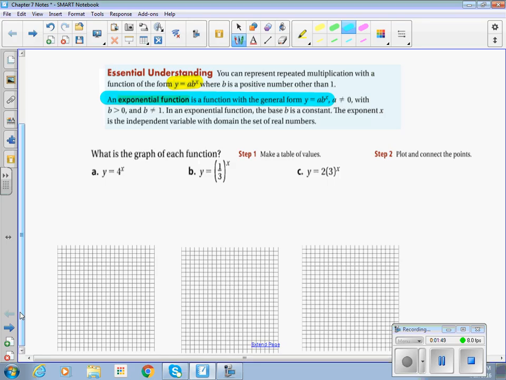So we have 3 that we're going to graph here. When we are graphing functions at this level, we are just going to make a table. Super easy to make a table. All right, so we're going to make a little XY table for this.